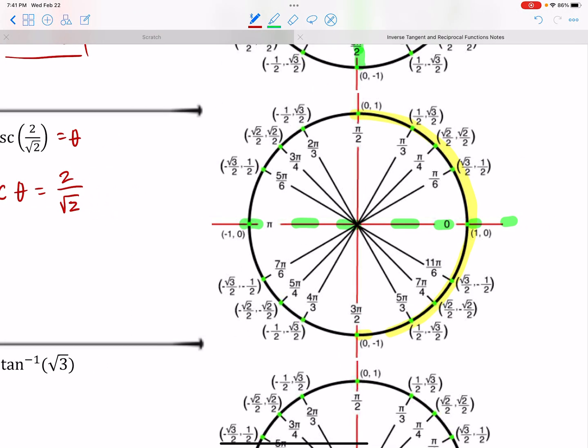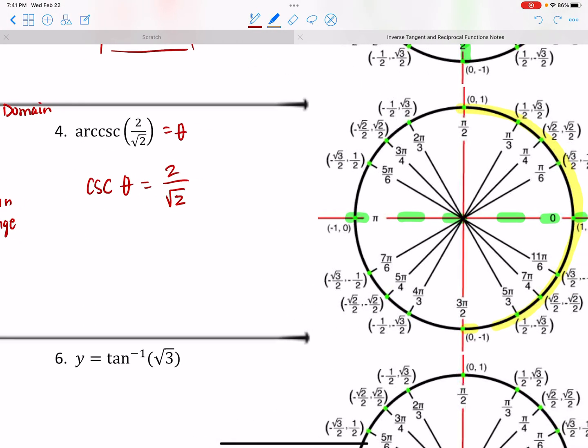radical 2. And it's positive, which means I have to be in quadrant 1 and not quadrant 4. And so if I flip over radical 2 over 2, then I get 2 over radical 2. So there's where my reciprocal is 2 over radical 2, which means this is the angle. We're going to call that one pi over 4. That's the one that's in range. So this angle is pi over 4.